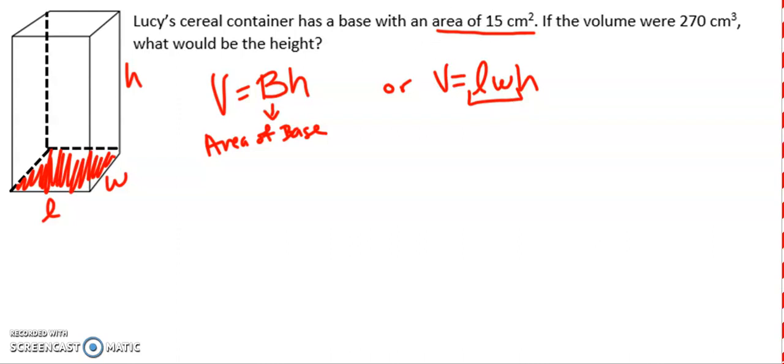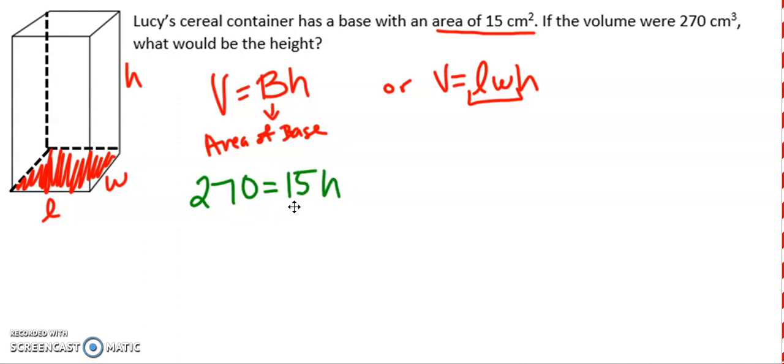They already found the area of the base. So I'm going to go ahead and use that with my formula. It doesn't matter which one you use it with, but just know that length times width is the area of the base. So they give us our volume. Just like our previous problem, I'm going to use 270 as our volume. The area of the base is 15 centimeters squared, and the height is missing.